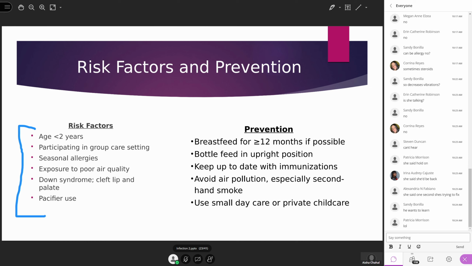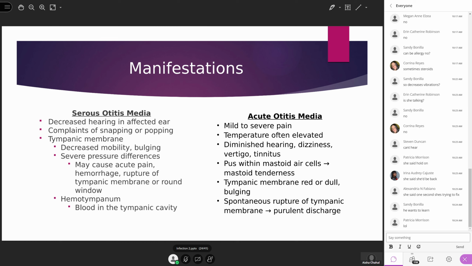These are the very self-explanatory risk factors that I have listed: pacifier use, age, and going to daycare. Down syndrome and cleft lip and palate are also seen as risk factors because of the anatomy. And the preventive measures are these things that I have listed, very self-explanatory and easy to follow.